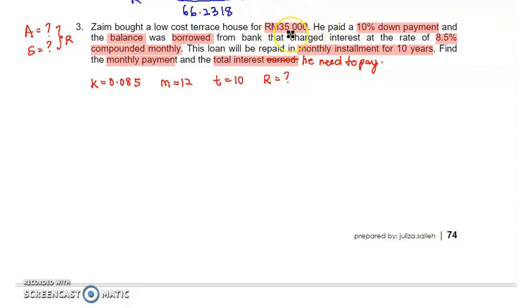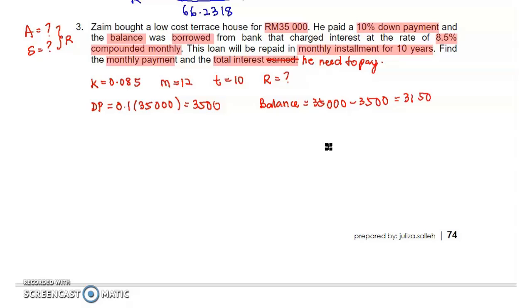The cost of the house is 35,000, and the down payment made is 10%. What is the amount of the down payment? DP is the down payment. So 10%, 0.1 of 35,000, is equivalent to 3,500. So this one is already paid. What is the balance cost of the house? The balance will be the original cost, 35,000, minus the down payment you already paid, 3,500. So you have another 31,500.